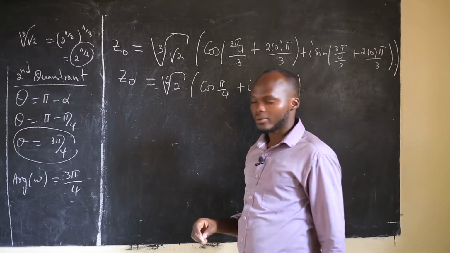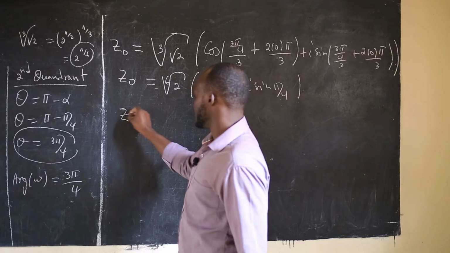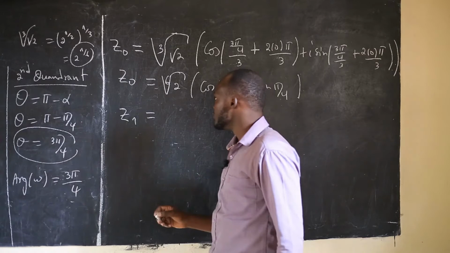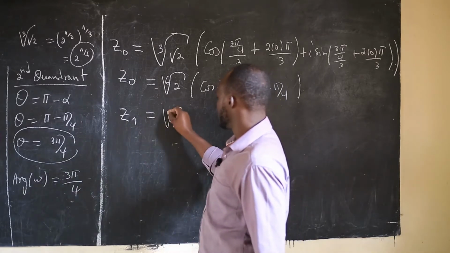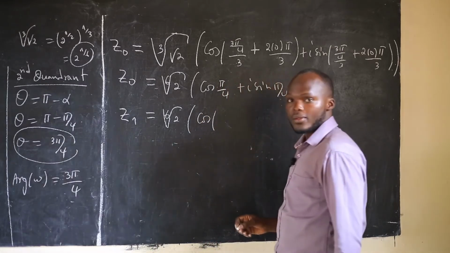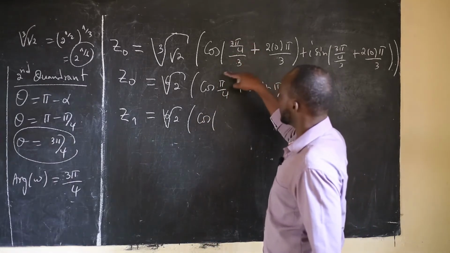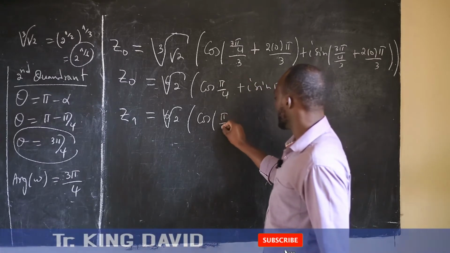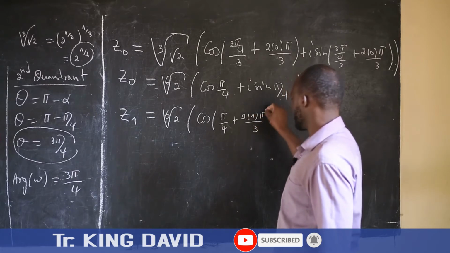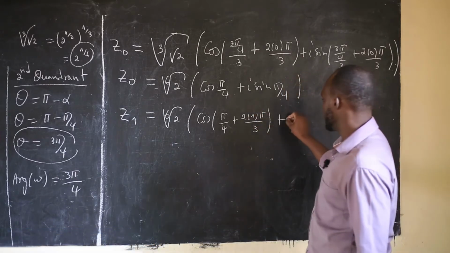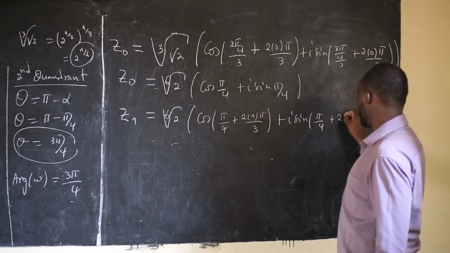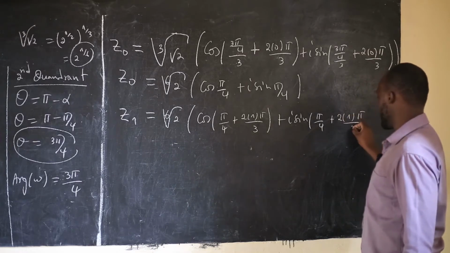So that's Z0. Let's go to Z1. This is the first root. Z1, our k is 1. That is the 6th root of 2 into bracket cos, this angle is not changing, which is pi over 4, pi over 4 plus 2 into bracket 1 pi over 3. Then plus I sine pi over 4 plus 2 into bracket 1 pi over 3.